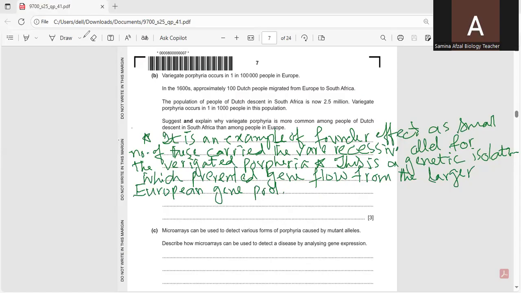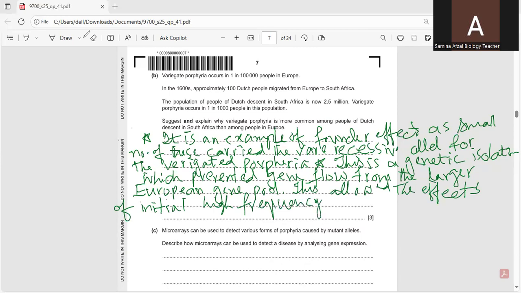So this allowed the effects of initial high frequency to be maintained and compounded over time.